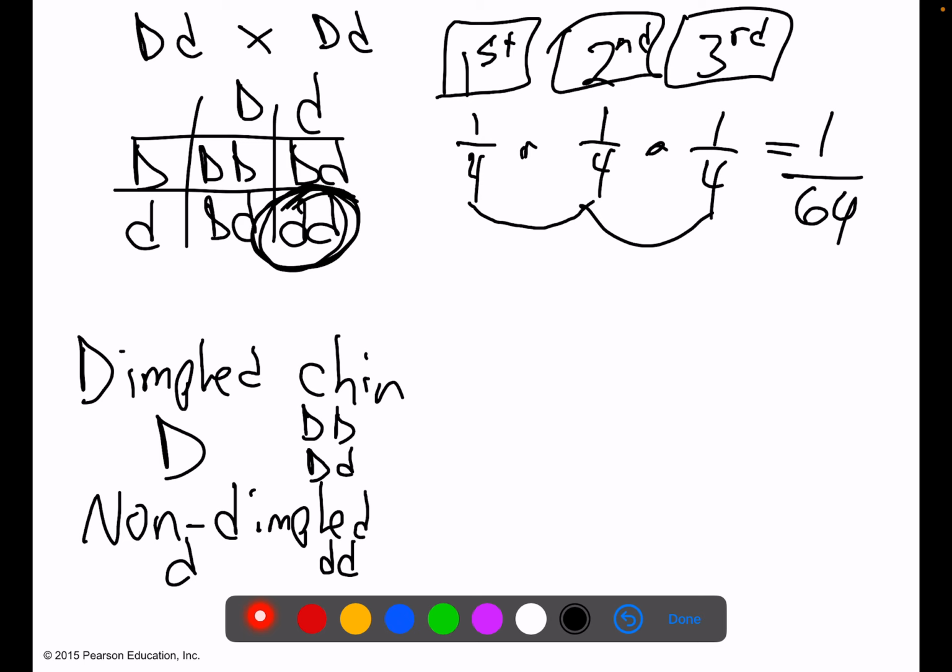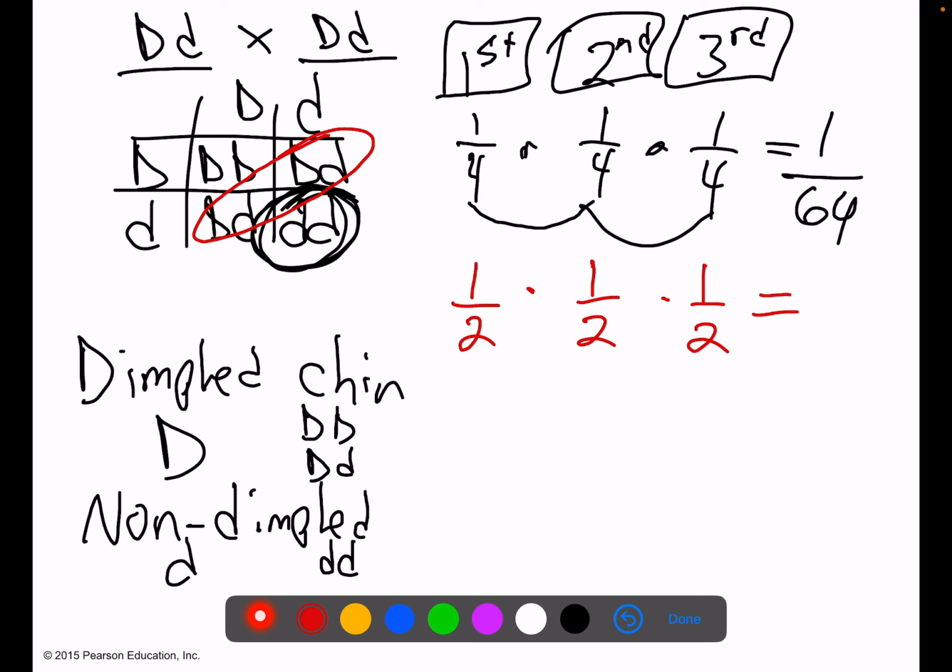Let's keep the same parents and then you try one. What if you were told that these parents want to know what are the chances that the 3 children they plan to have will also inherit the heterozygous condition that they have? Aren't these the heterozygous children? Aren't there 2 out of 4? So it would be 1/2 in the first pregnancy, 1/2 in the second, 1/2 in the third. Multiply across. 1 times 1 times 1 is 1. 2 times 2 is 4, times 2 is 8.